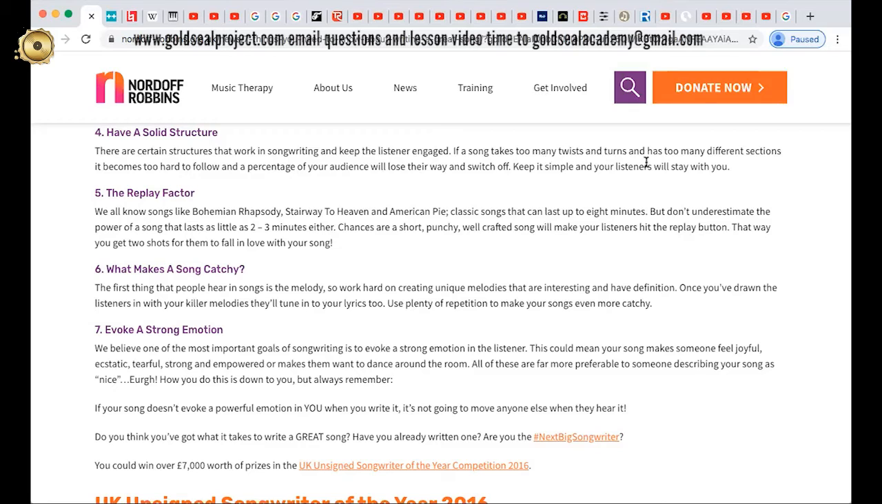Okay, so there are certain structures that work in songwriting to keep the listener engaged. If a song takes too many twists and turns and has too many different sections, it becomes hard to follow, and a percentage of your audience will lose their way and switch off. So a simple way to fix this is to keep it simple, and your listeners will always stay with you. Try and think of it like you're spoon feeding a baby sat in a high chair.